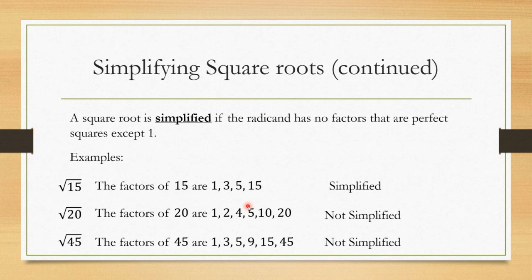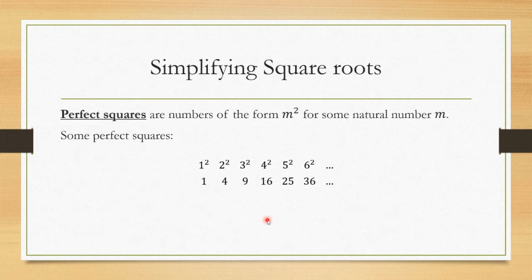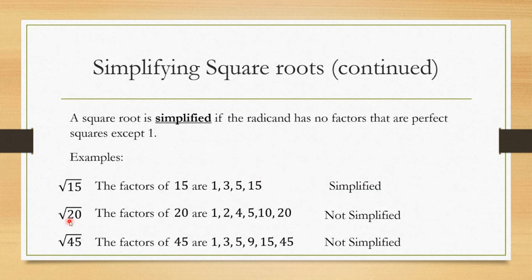What about the square root of 20? Well, if we look at the factors of 20, we have 1, 2, 4, 5, and there's other factors. But notice that 4 on the list is enough because 4 is a perfect square. You know, 4 is 2 squared. Again, the numbers in the bottom row, those are perfect squares. The corresponding m, so to say, is above it. So this is not simplified.